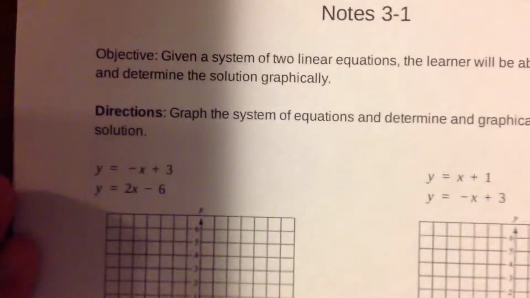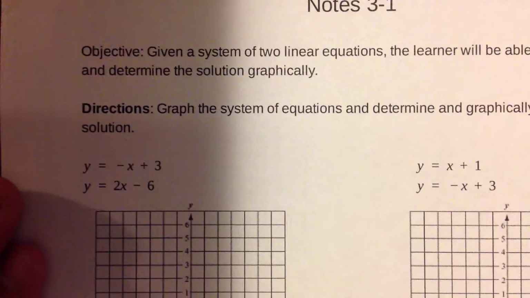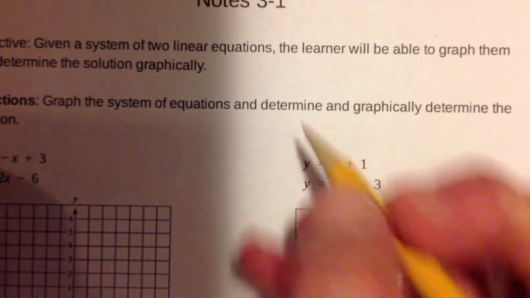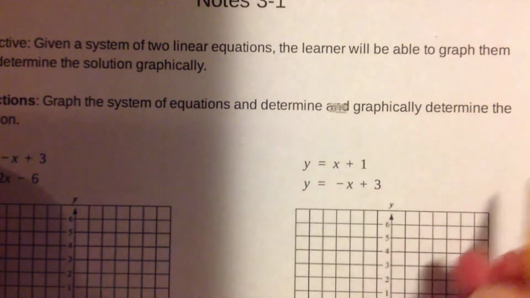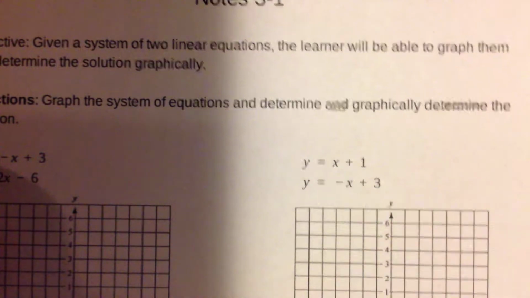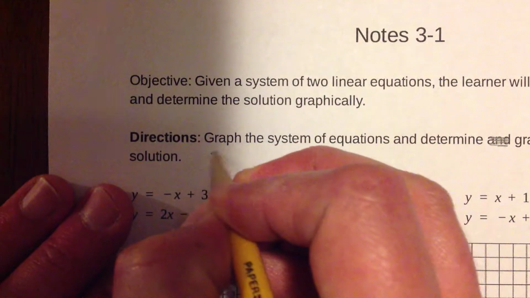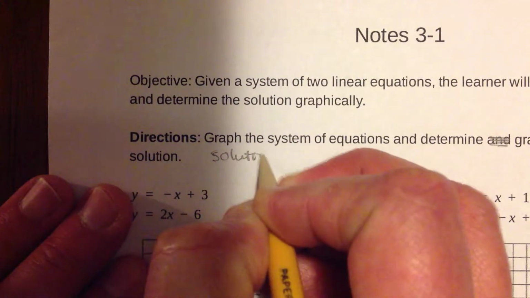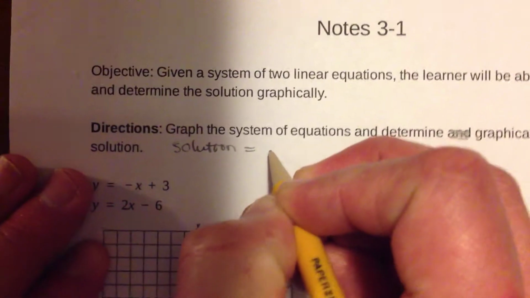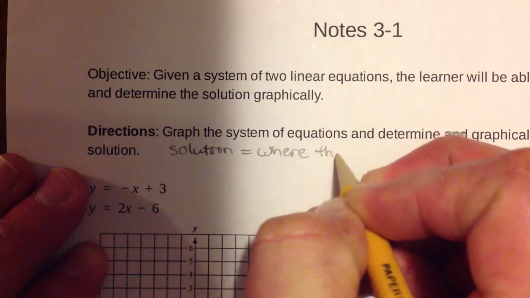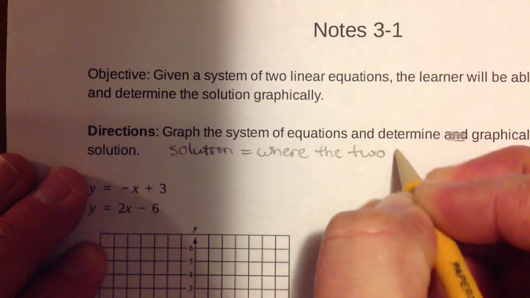So the directions, they're mistyped a little bit. It says graph the system of equations and determine graphically the solution. So what we need to know is what the solution is. The solution is where the two graphs intersect. Or two lines, I should say. Two lines intersect.